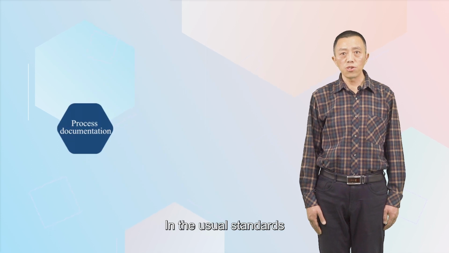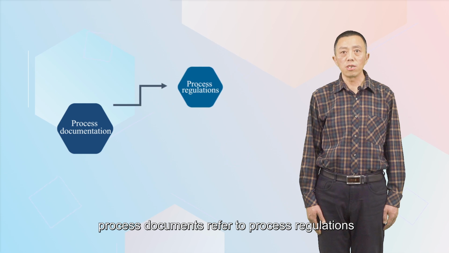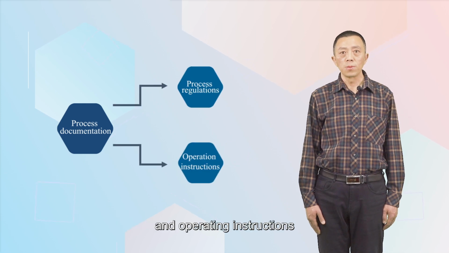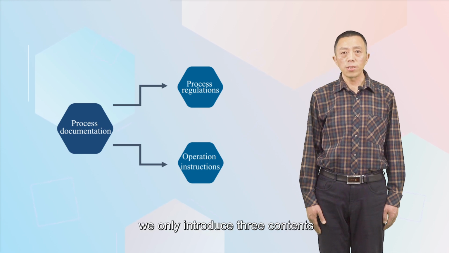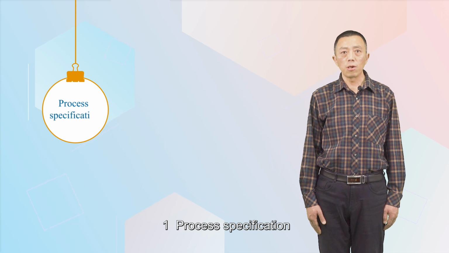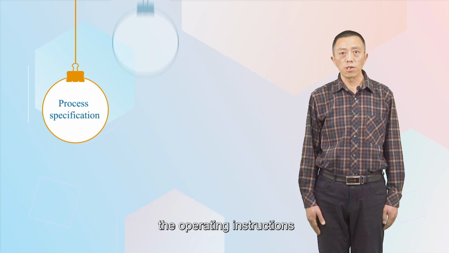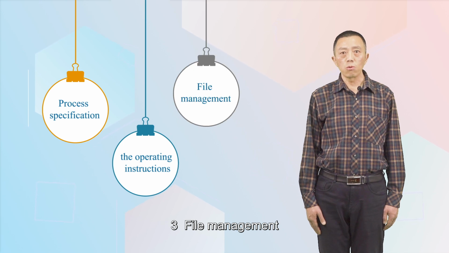In the usual standards, process documents refer to process regulations and operating instructions. Therefore, in this lecture, we only introduce three contents. 1. Process specification. 2. The operating instructions. 3. File management. Let's talk about the first content, the process specification.